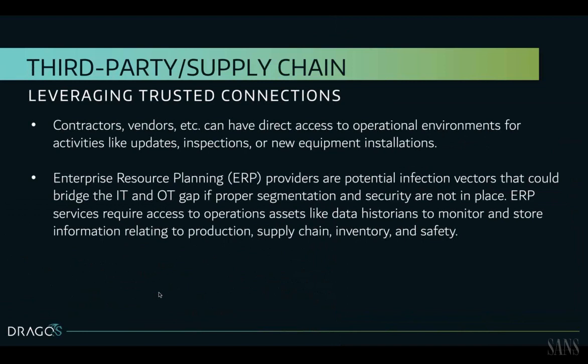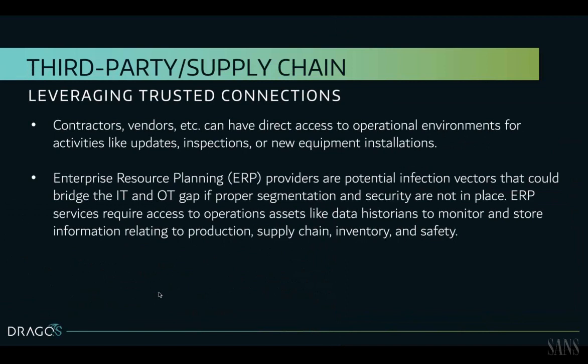Enterprise resource planning providers are potential infection vectors that could bridge the IT-OT gap if proper segmentation and security are not in place. ERP services generally require access to operations assets like data historians in order to monitor and store information relating to production, supply chain, inventory, and safety. If these trusted connections are two-way communications, it can enable a potential hijacking of that trusted connection in order to gain initial access to those organizations.